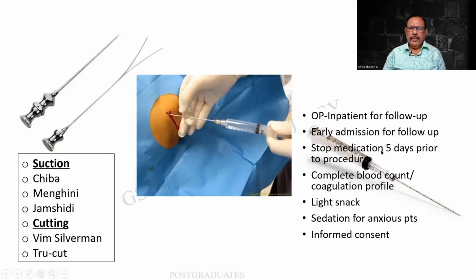Before any of these biopsies, if he is on any medication, those should be stopped 5 days prior to the biopsy. The blood count should be normal. The platelet count should not be less than 60,000 per cubic millimeter. The coagulation profile should be near normal. Maybe a light snack, and if the patient is very anxious, there can be a little bit of sedation. Anesthesia is recommended for an over-anxious patient. And as usual, an informed consent is essential.